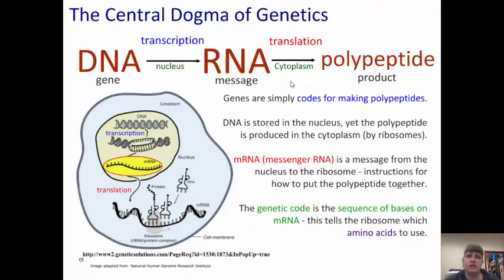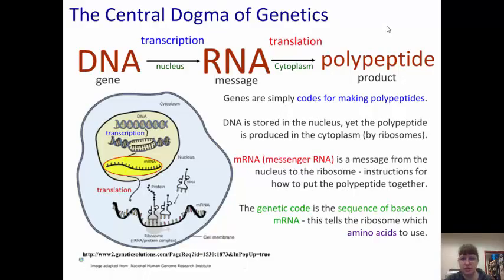All right, moving on from replication, we're going to move on to making of proteins, which involves transcription and translation. So first we need to understand, or review, the central dogma of genetics, and that's that we go from DNA, where our genes are, to leaving the nucleus, to making the RNA, which is our message. That's a process called transcription. We go from the message of RNA into the cytoplasm and make our polypeptide product, which is a process called translation. So remember that genes are just simply codes for making polypeptides.